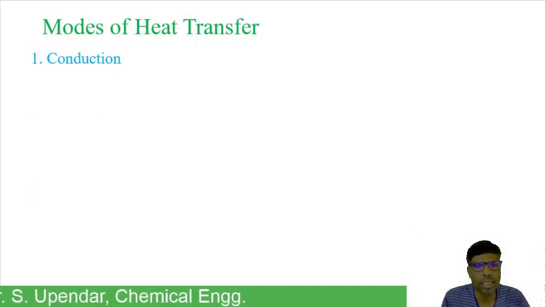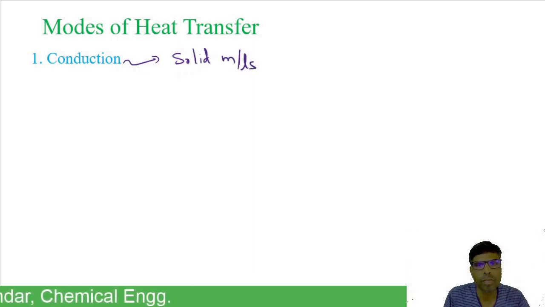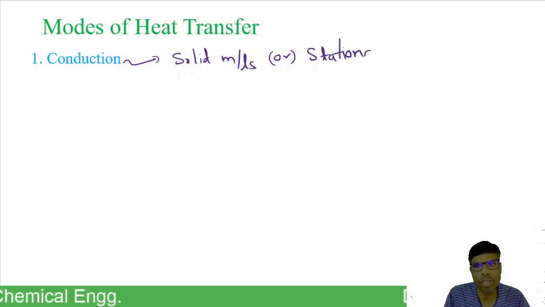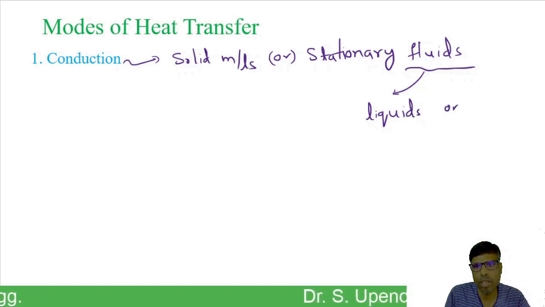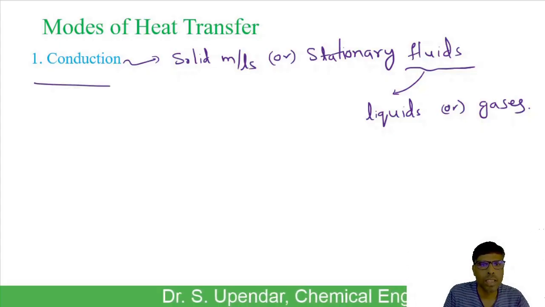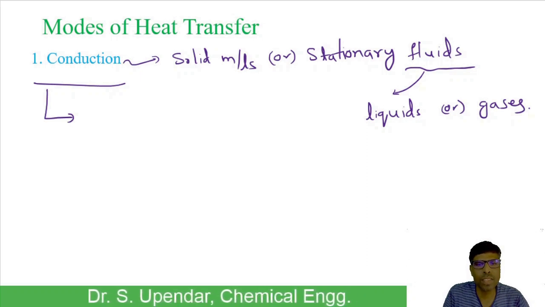First, conduction. Where does it occur? It occurs in solid materials or stationary fluids. Here, fluids can be liquids or gases. This conduction heat transfer mechanism occurs due to the interaction between the molecules of the material where there is no bulk or macroscopic motion of the substance.